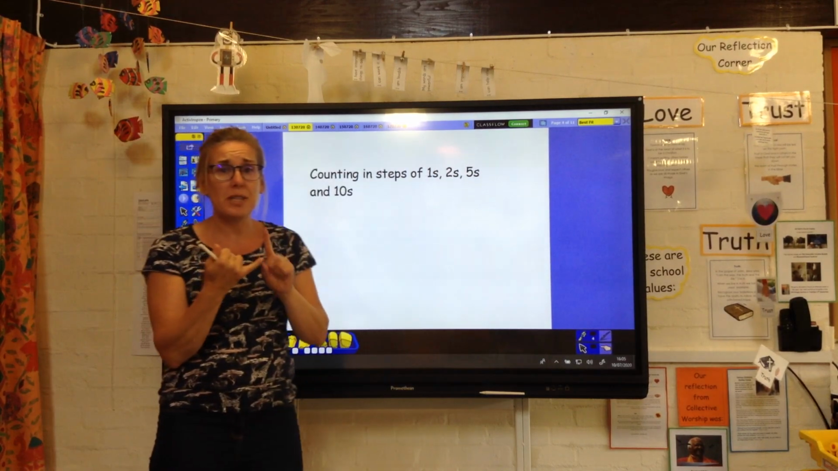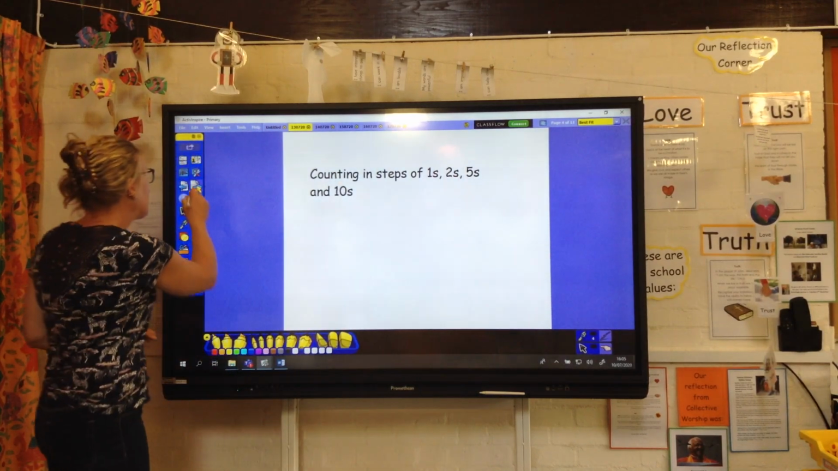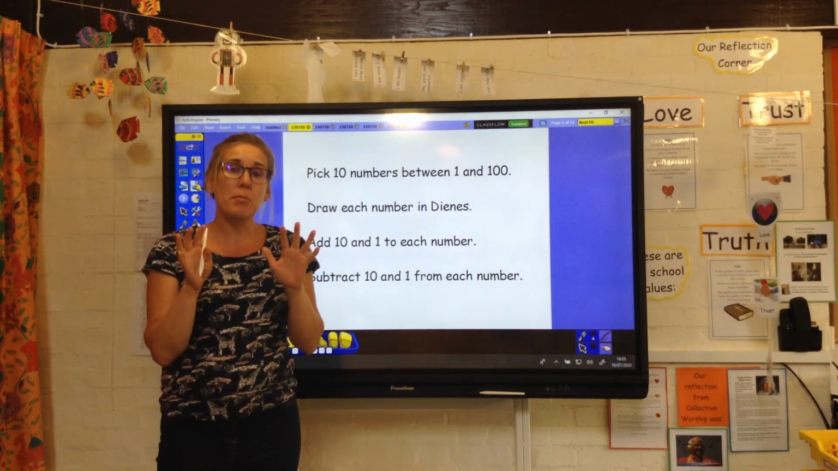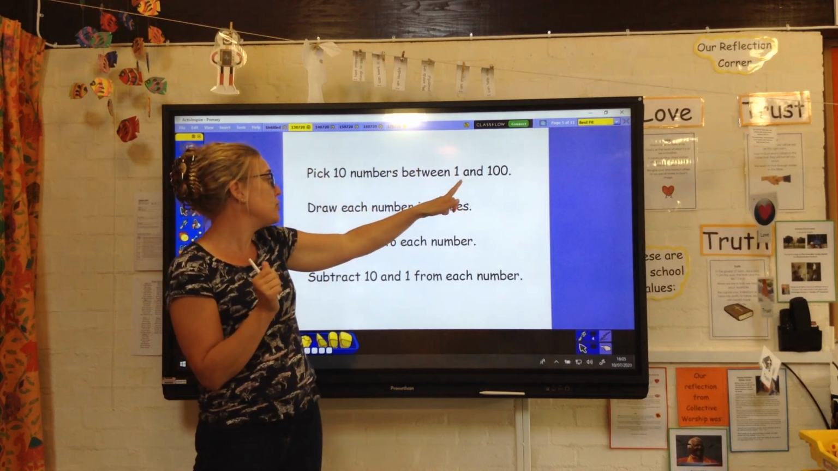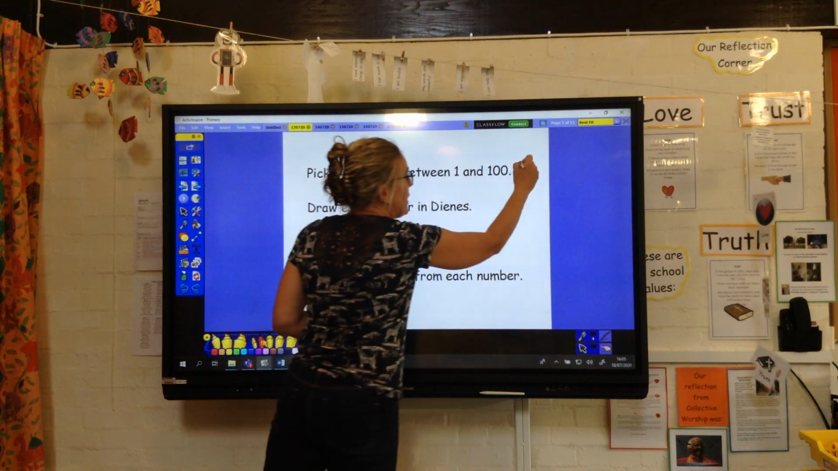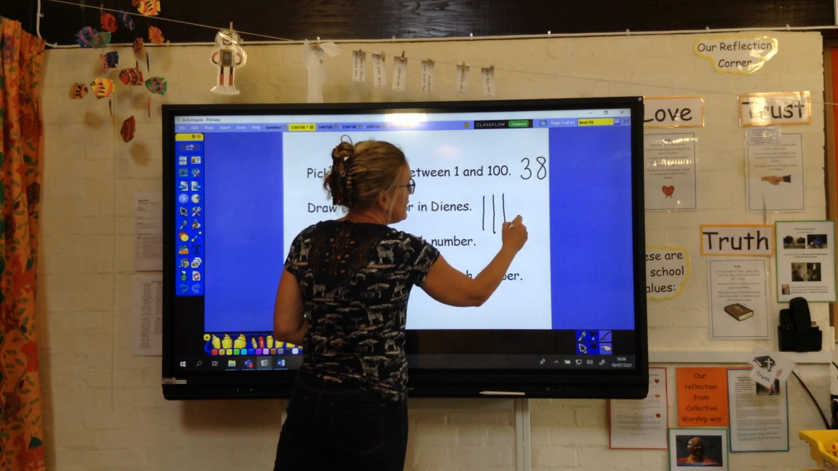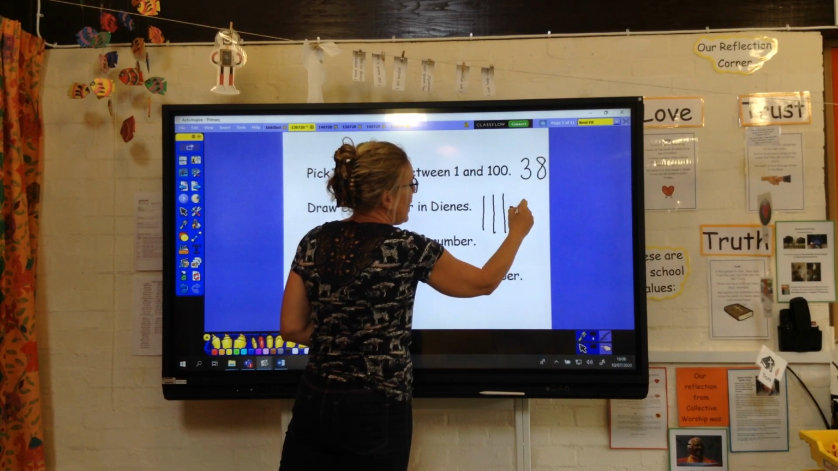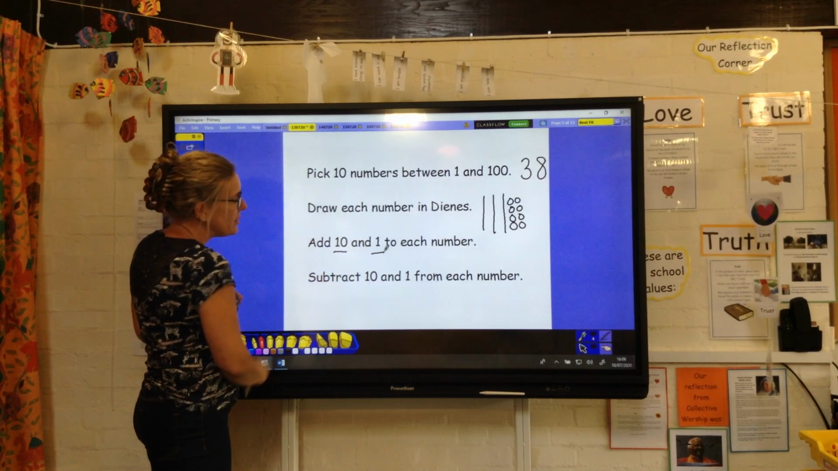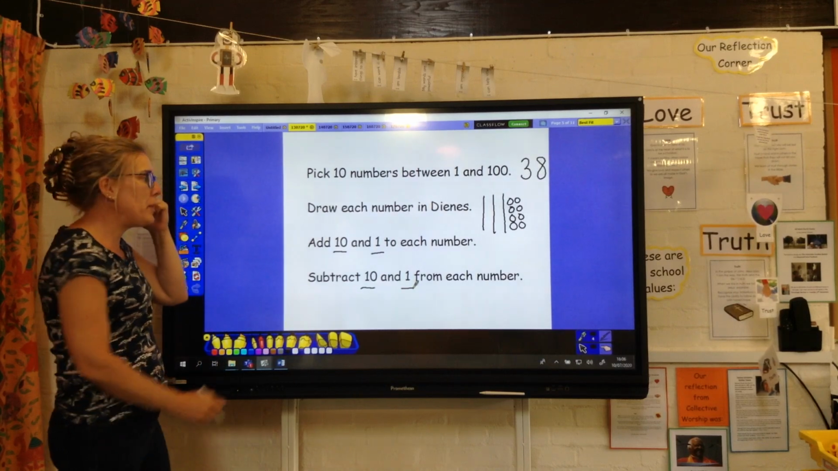Practice some counting, so counting in ones, twos, fives and tens. Practice counting forwards and backwards. Today what I'd like you to do is pick 10 numbers from between 1 and 100. I want you to draw that number in Deans. So parents, if you were picking the number 38, you would draw 38, 3 10s and 8 1s. Then add 10 and add 1 to each number and then subtract 10 and subtract 1 from each number.